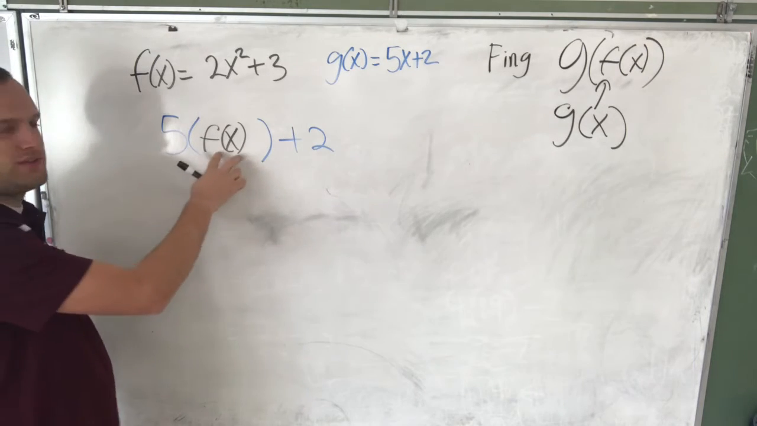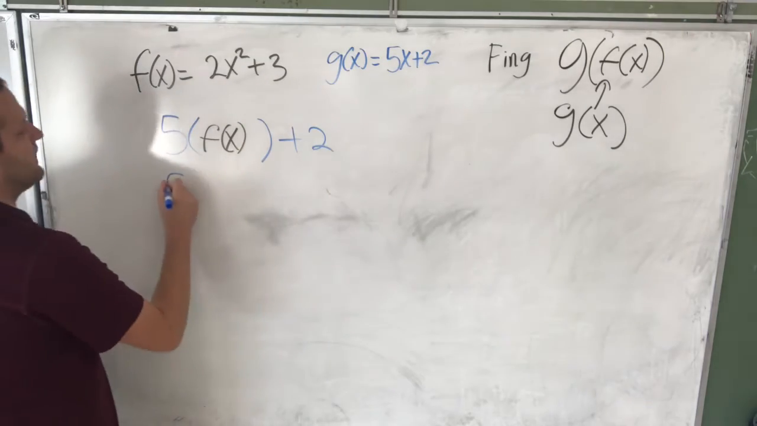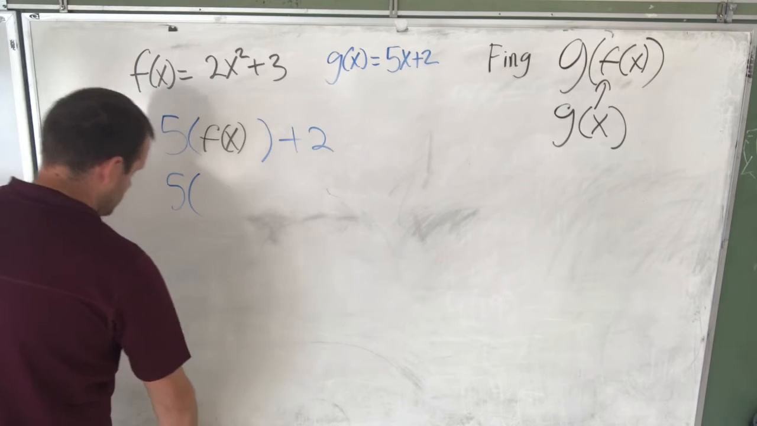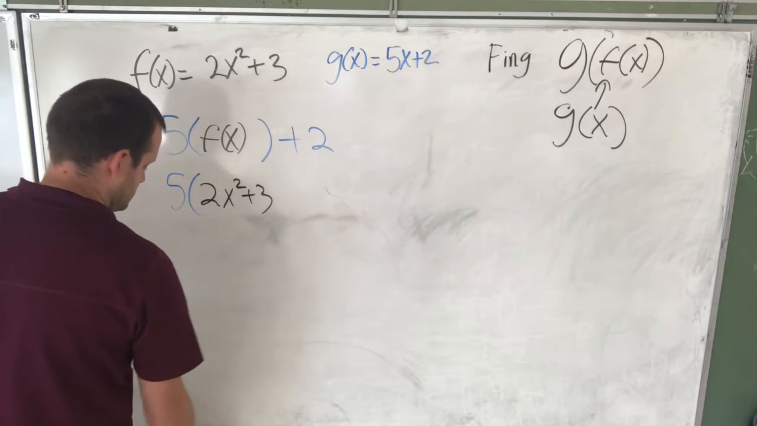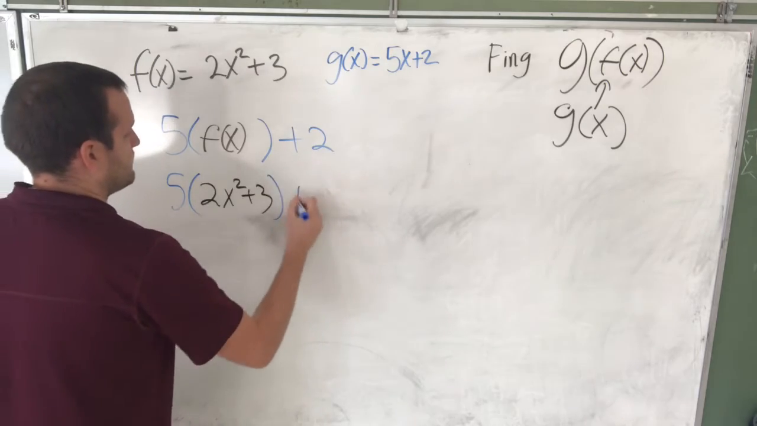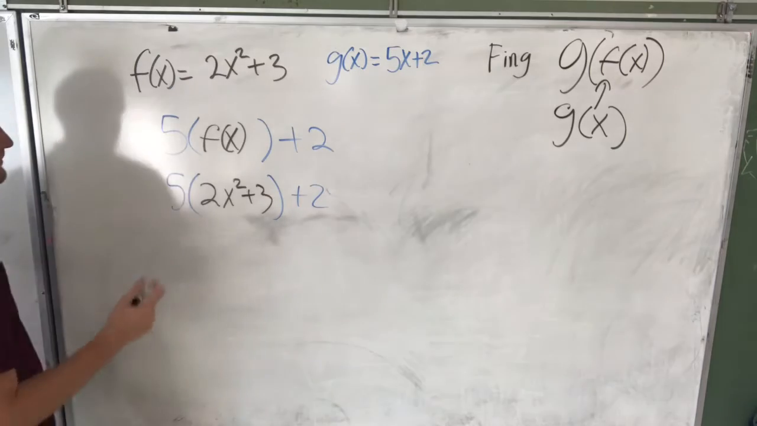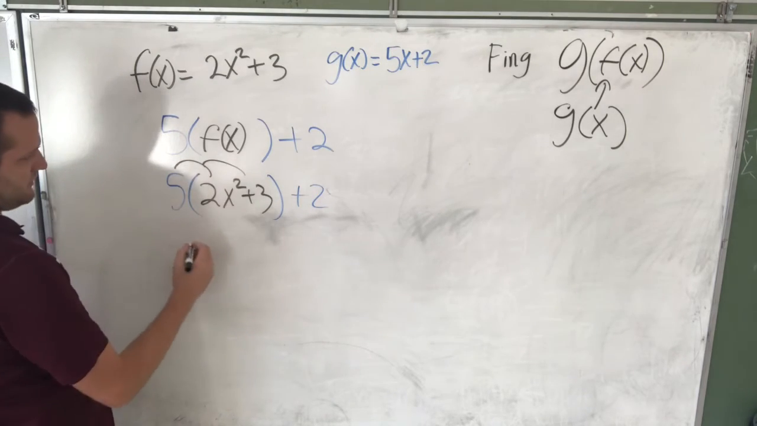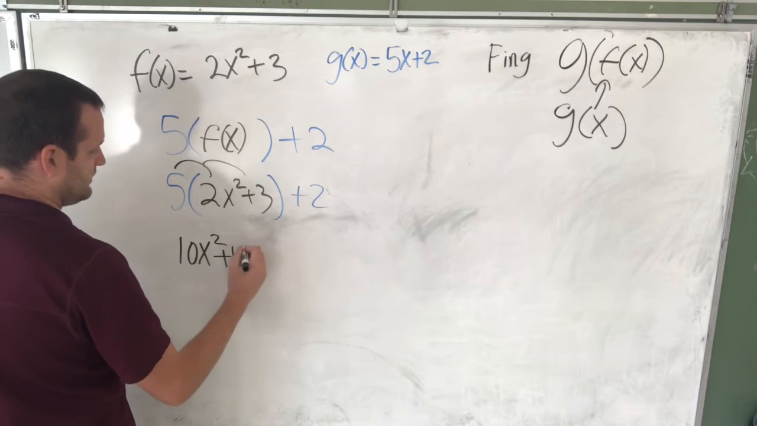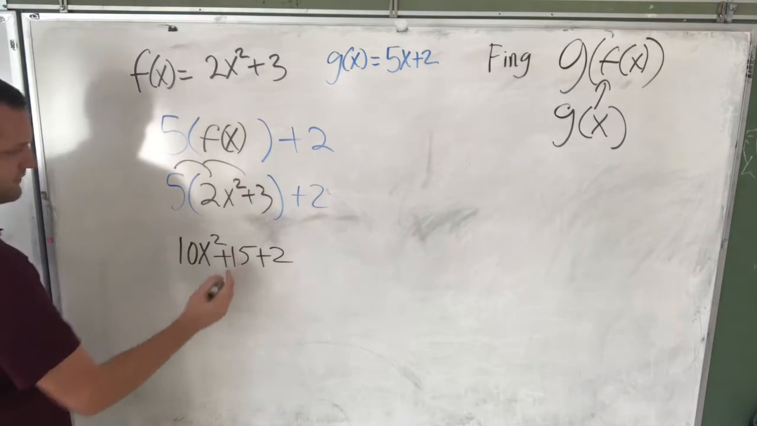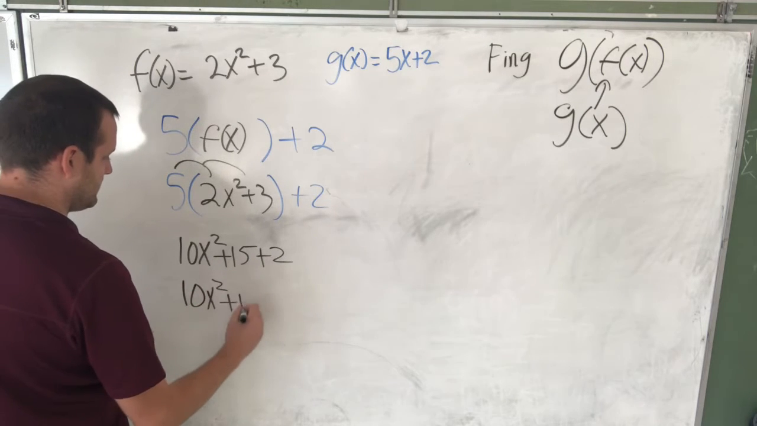What is f of x? f of x is 2x squared plus 3. So it's 5 times 2x squared plus 3, plus 2. Can I simplify it a little bit? Absolutely. Let's try simplifying it. I'm going to distribute the 5. That gives me 10x squared plus 15 plus 2. 15 plus 2 is 17, so that gives me 10x squared plus 17.